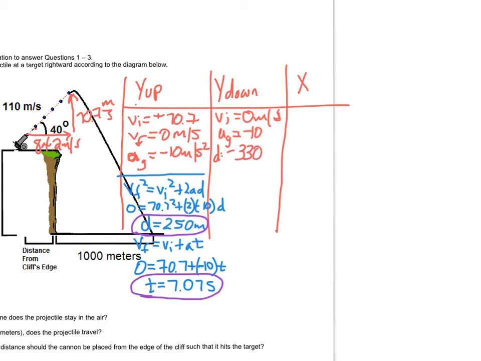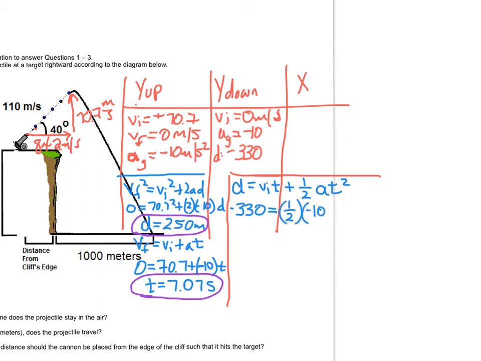Now we have three variables. We can use appropriate kinematics to solve for the remaining two variables on y down. I'm going to do that real quick. First, solving for time, T is equal to 8.12 seconds.